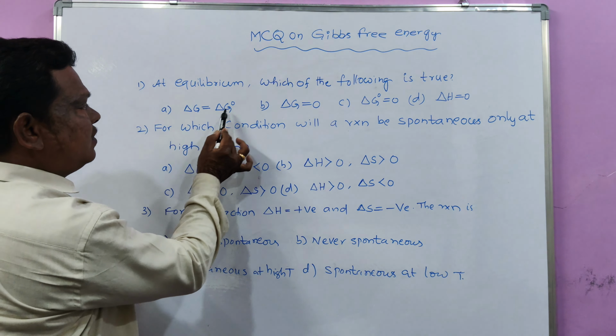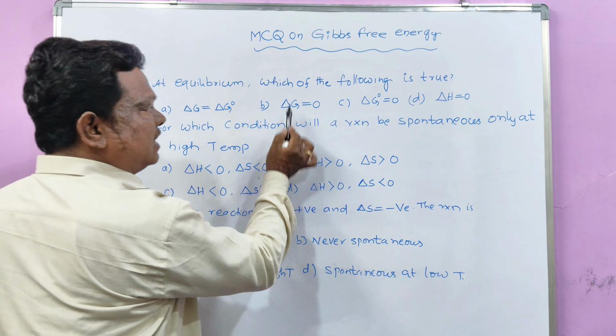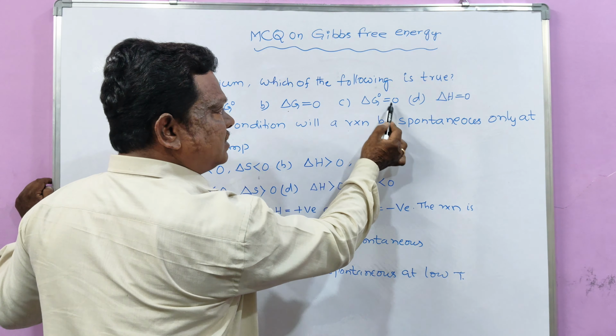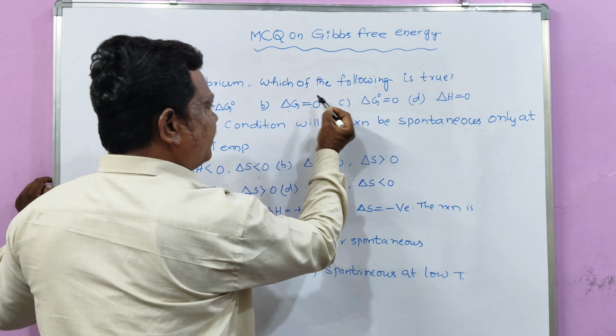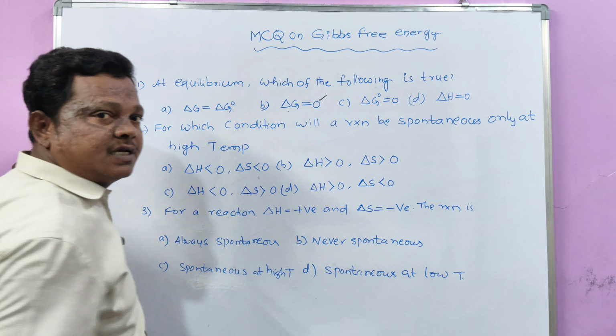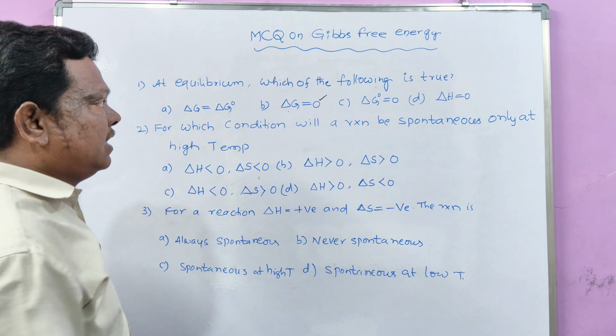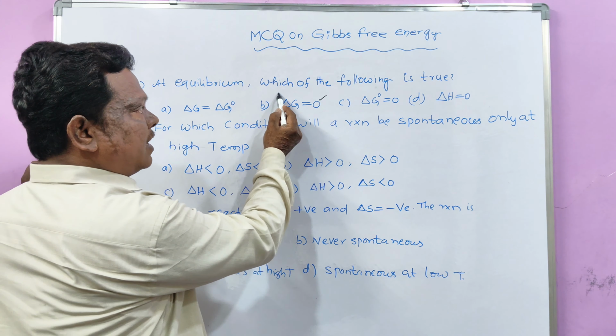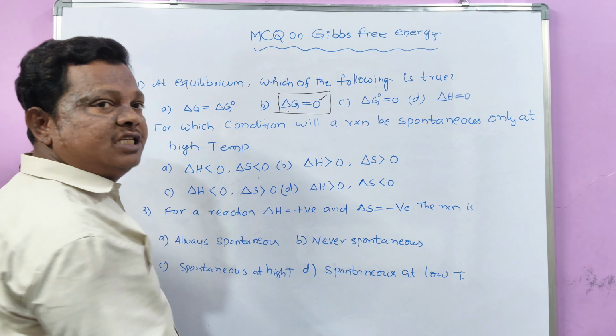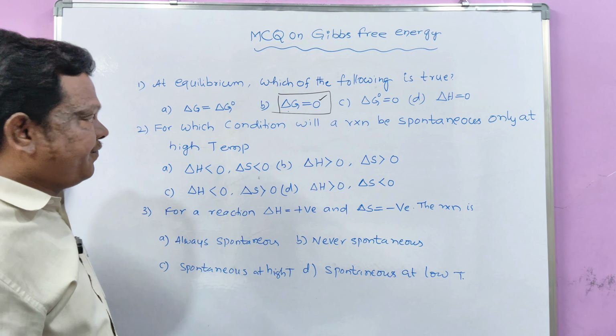Options: delta G is equal to delta G naught, or delta G is equal to 0, delta G naught is equal to 0, delta H is equal to 0. So already discussed in last class, for equilibrium or reversible reactions, delta G is equal to 0.